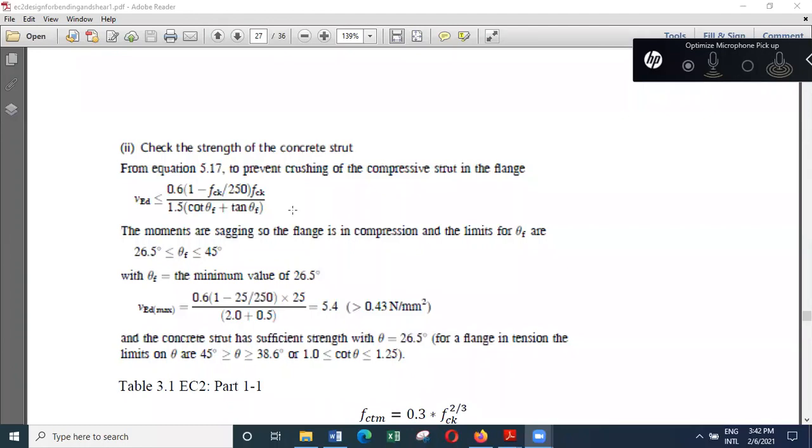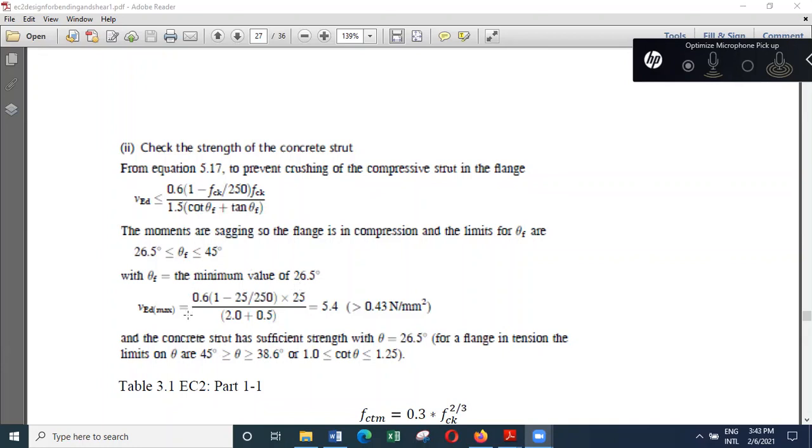So the angle varies from 26.5 to 45. Tan 26.5 is 0.5, and the corresponding cot theta is 2. So the addition of these parameters is 2.5, that is 2 plus 0.5. Then 0.6, fck is 25.